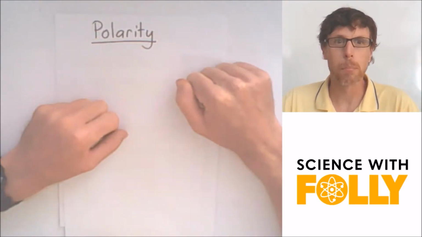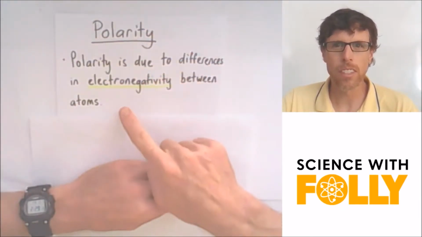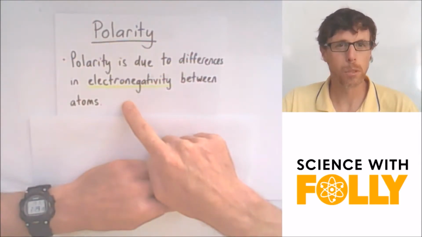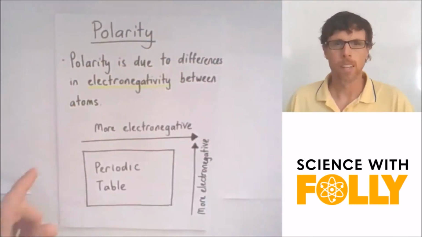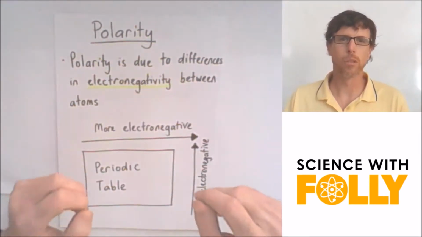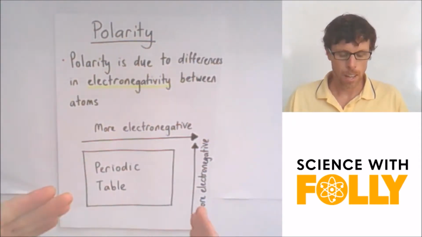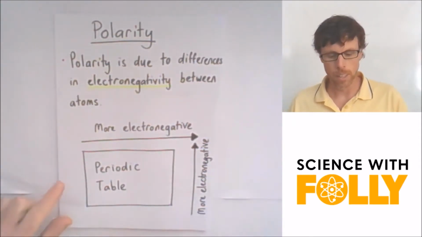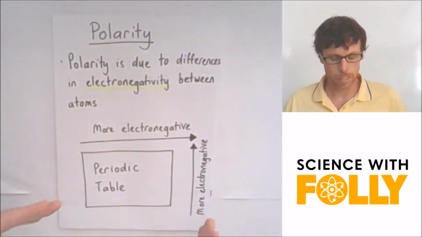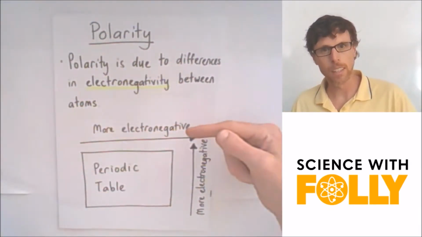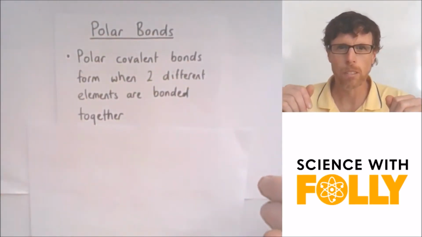Today we're learning about polarity. Now polarity is due to differences in electronegativity between atoms. So what is electronegativity? Electronegativity is to do with how strongly atoms attract electrons to them. And when we look at the periodic table, elements become more electronegative in this direction, with helium being the most electronegative. So let's look at polar bonds.